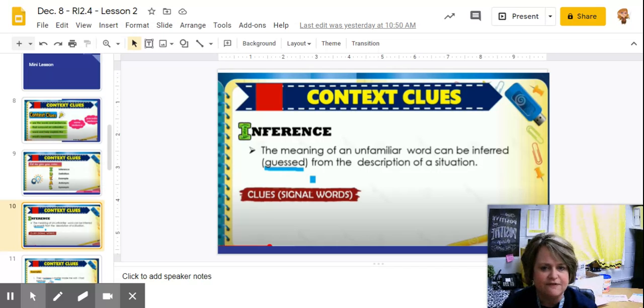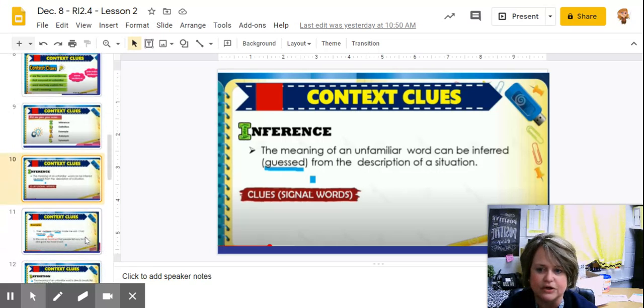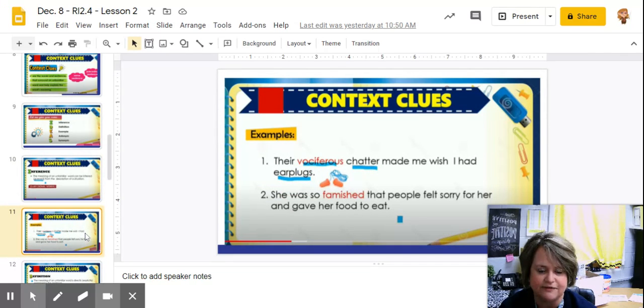We have talked about inferring before. Inferring and inference mean the same thing. It means that you are taking everything that you know from the passage and trying to make a guess at what something means. An inference is when the meaning of an unfamiliar word can be inferred or guessed from the description of a situation. There are some signal words that we can look for in an inference, for instance, so or therefore. Those could be clues.